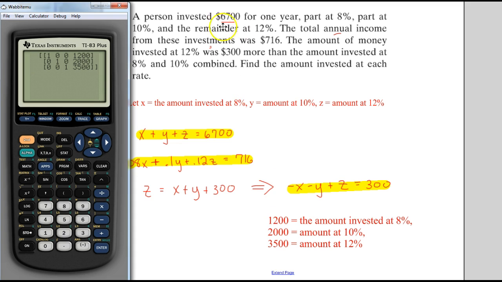If you add these up, you get 6,700. Alright, if you multiply them by their respective percents, you get the 716. And if you add these together, you get 3,200, so 3,500 is 300 more than that. So all 3 of the criteria are met, so that is our solution.